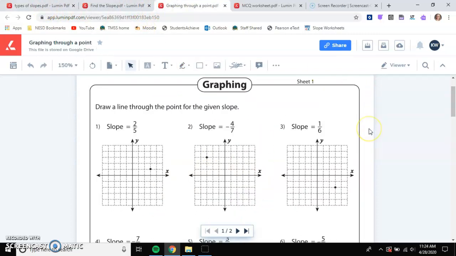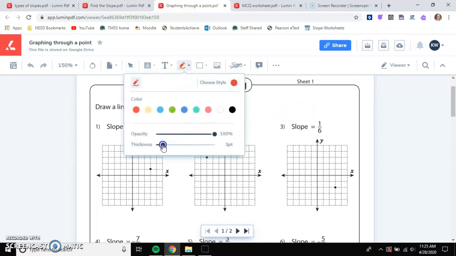Okay, third handout. Draw a line through the point for each given slope. So they have a point plotted already, and you just have to go off of that point and do the slope according to what the numbers are that you're given. So 2 over 5. So 2 is the rise. Oh, I have to turn my editing on.